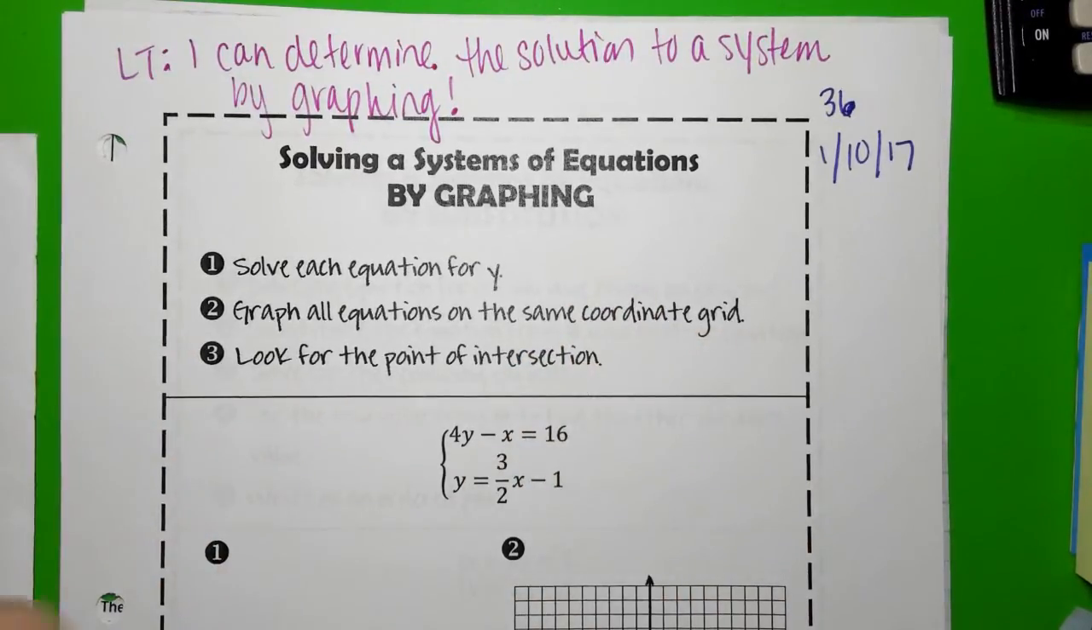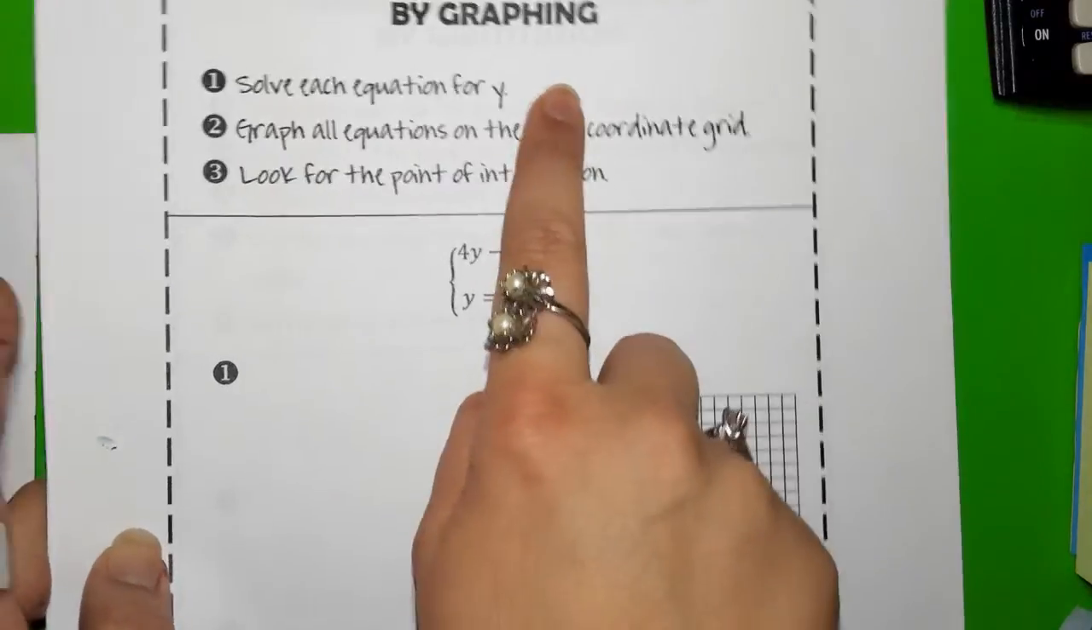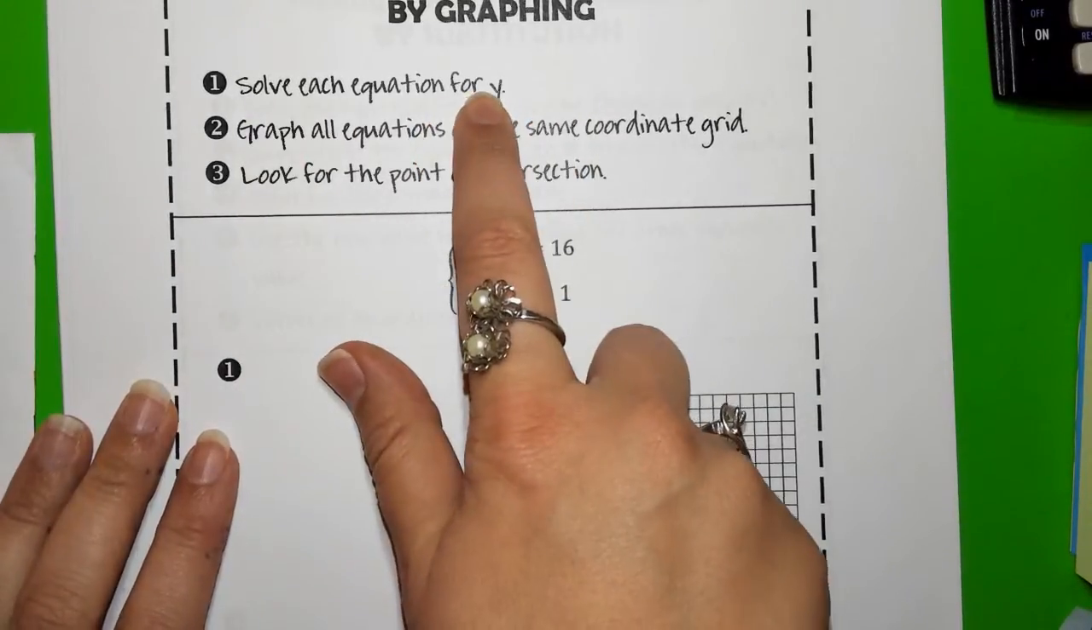How could we turn this into level 3? I can differentiate. Okay. What's another way we could say it? I can develop a logical argument on why this is a solution to a system by graph. That's what I'm talking about. Good job. All right, so our first step today says solve each equation for y.